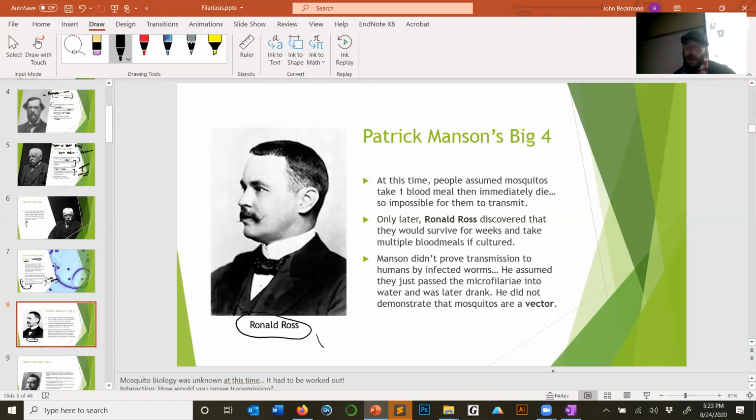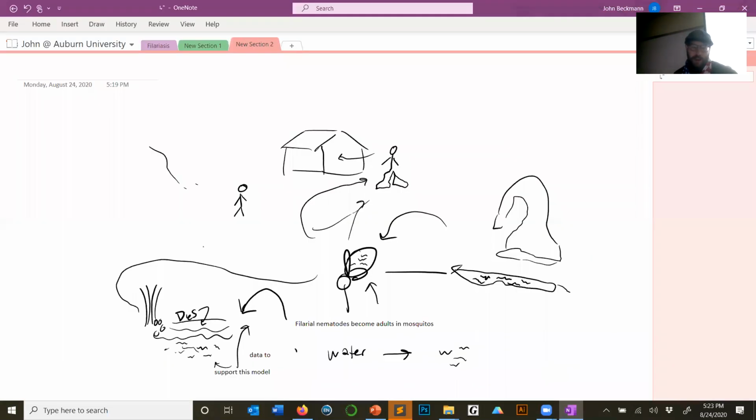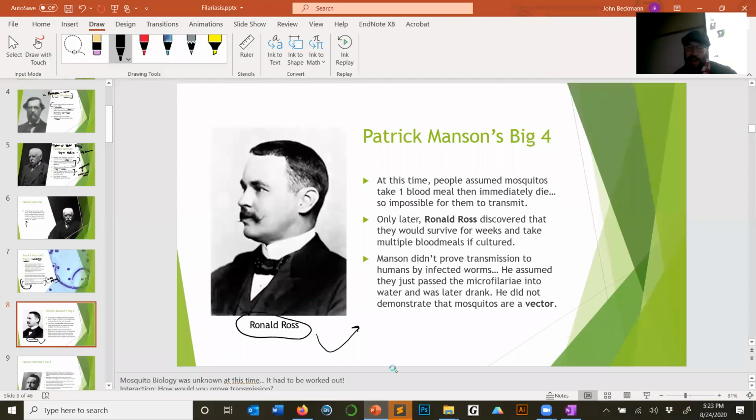So this guy, Ronald Ross, just does the very, very first basic biology experiments on mosquitoes in the sense that he's culturing them, rearing them in cages. And he actually figures out that what Patrick Manson thought, that the mosquito just goes to the water and then immediately dies, does not happen. What happens is the mosquito lays eggs and then it seeks out another blood meal, and they can take iterative blood meals and lay iterative batches of eggs. Okay, so Ronald Ross figured this out.